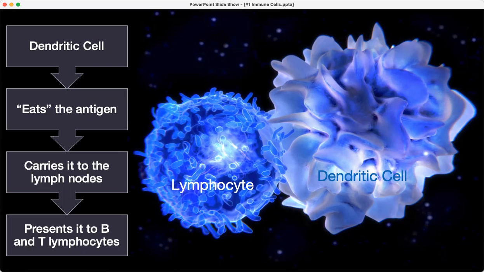So a dendrite is just a term used to describe projections. So a dendritic cell has all these projections on them. The dendritic cell eats the antigen and then carries it to the lymph node where it presents it to the B and T lymphocytes and then gets them activated.